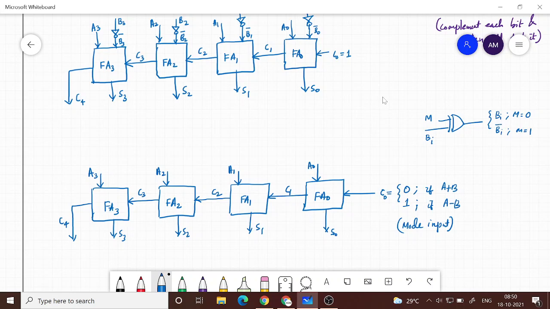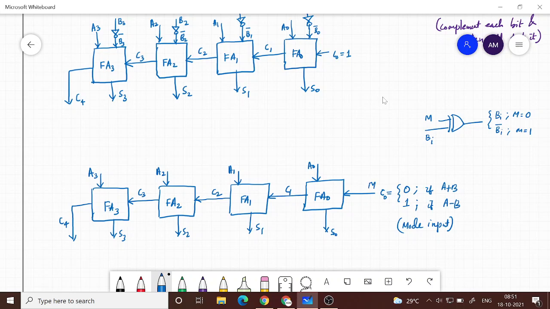For example, if the mode input is 1 and BI is 0, then the output will be 1. So 0 will become 1. If the mode input is 1 and BI is also 1, when both inputs are 1, the XOR gate will have 0. So when BI is 1, you get 0 at the output. When BI is 0, we get 1 at the output. Which is the complement of BI. So this is what we want.